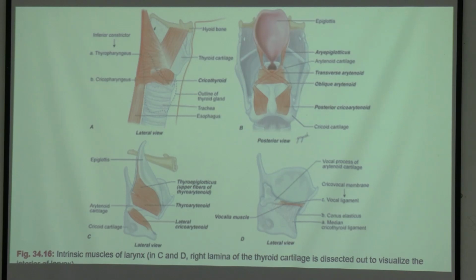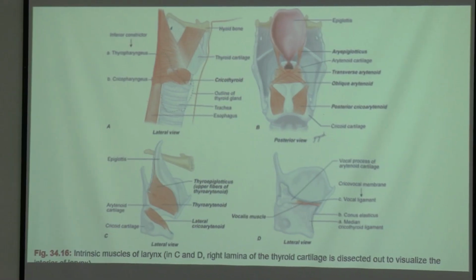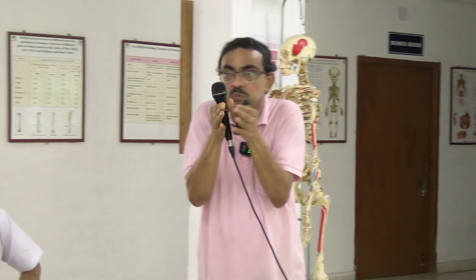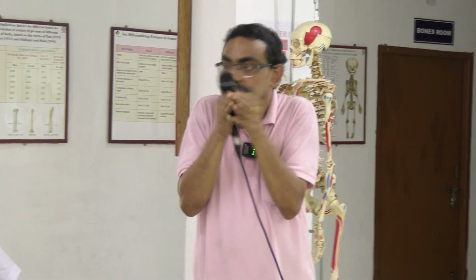All the muscles of the larynx, remember, the intrinsic muscles of the larynx, cause either abduction or adduction. All the muscles cause adduction. So if the two vocal folds come very close together, there will be no chance of entry or exit of air. Whereas during abduction, there will be entry and exit of air.